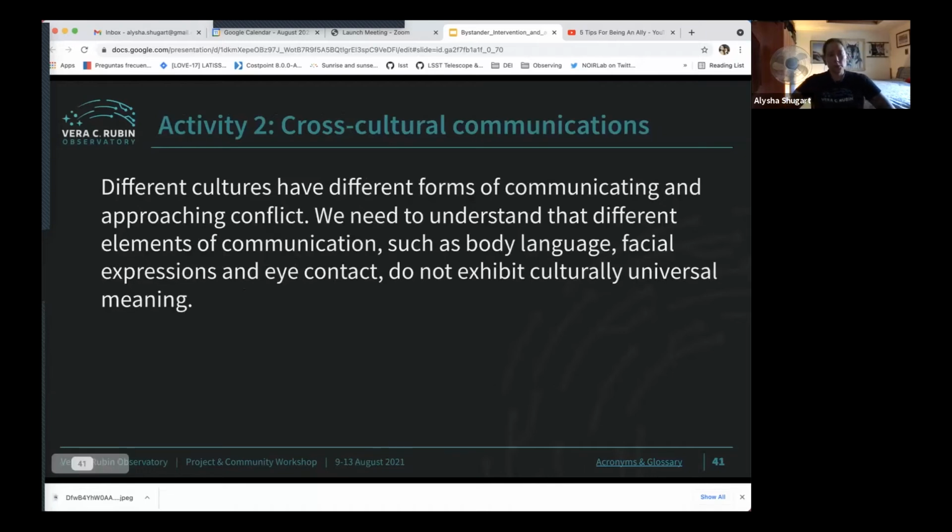So this has come up in the first hour of this workshop, and now this concept of cross-cultural communication, right? Different cultures have different forms of communicating and different forms of approaching conflict. So we need to try to understand that these different elements, such as body language or facial expressions and eye contact, do not exhibit universal meaning.